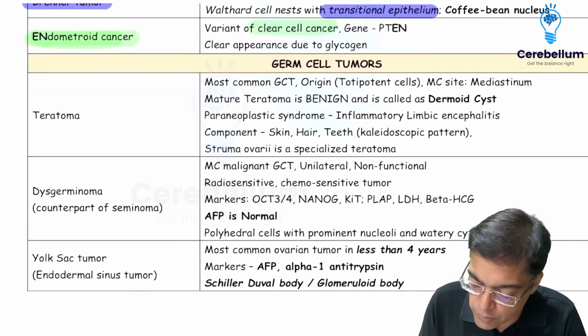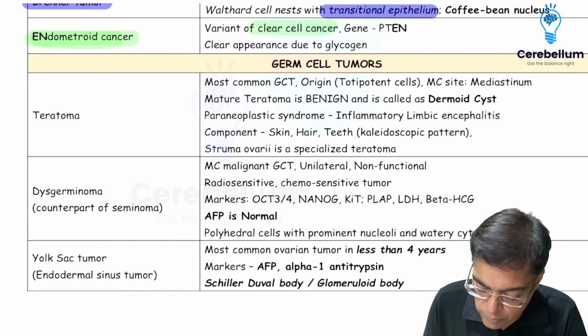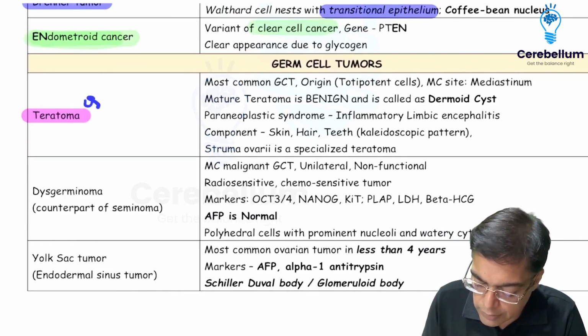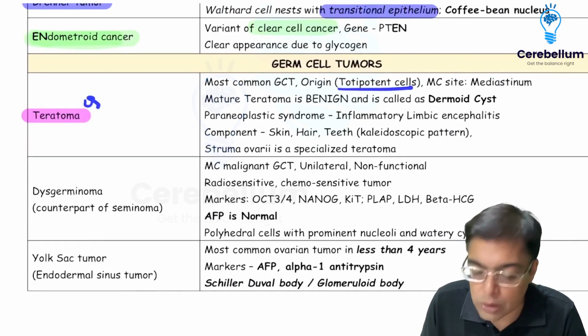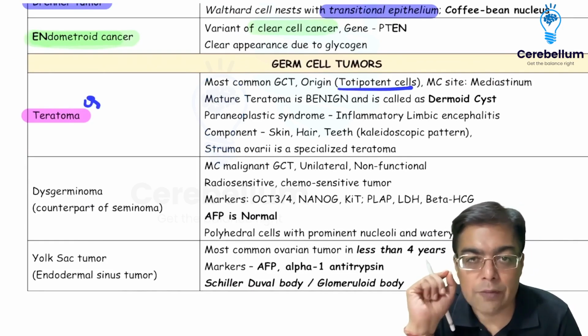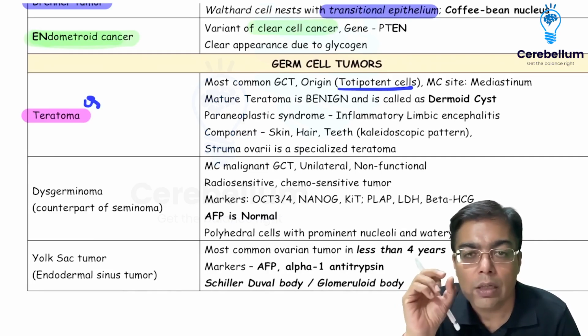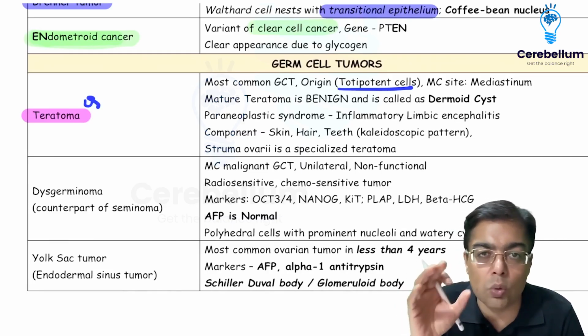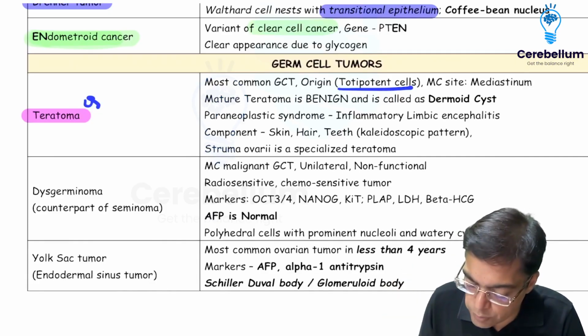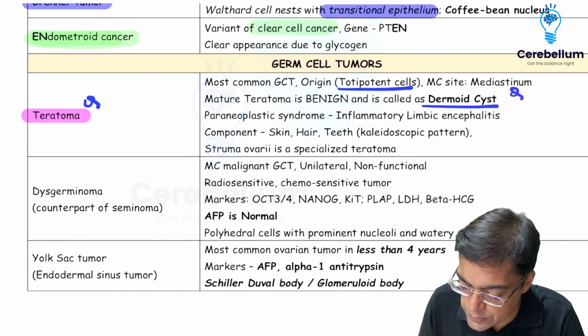So far as the germ cell tumors are concerned, the germ cell tumor most commonly asked in the exam happens to be the one given the name of teratoma. Teratoma has its origin from totipotent cells. It arises commonly from the gonads. One of the extragonadal sites happens to be the mediastinum, and it has the presence of hair, tooth, cartilage, skin. That is why it is associated with the name dermoid cyst.